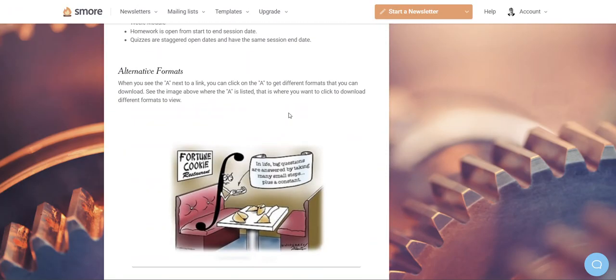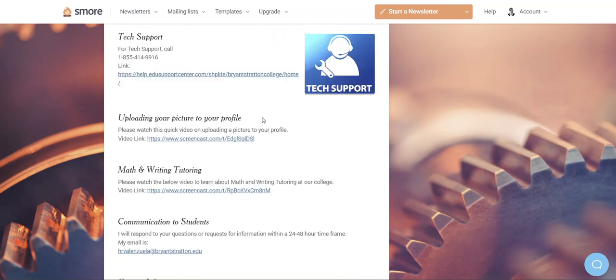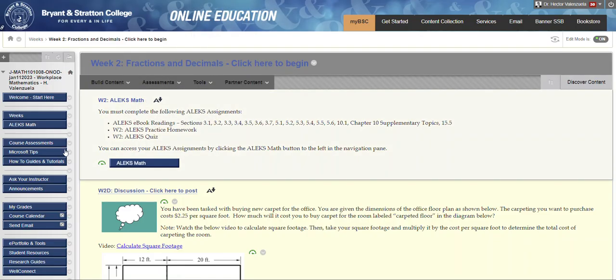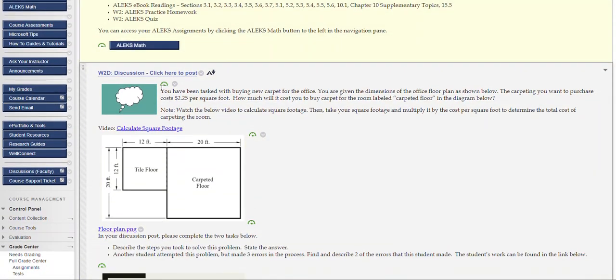Now, if you scroll down into my announcement, you'll notice that I have made a note that quizzes are worth 100% and will sync to the grade book when you begin to work in ALEX. Homeworks are now treated only as practice homework. However, you have to complete 50% of the homework in order to get the quiz to open. So remember that you have to complete at least half of the practice homework to let the quizzes open in ALEX. You have your weekly discussion.